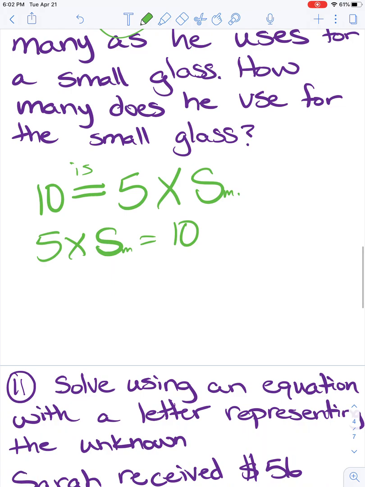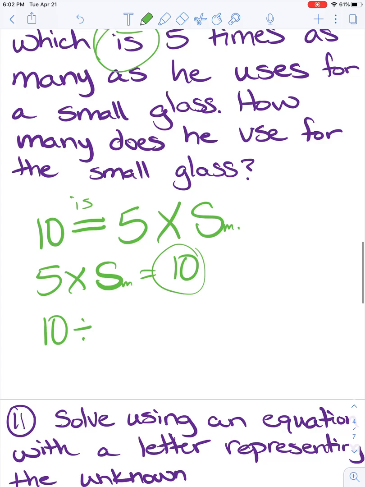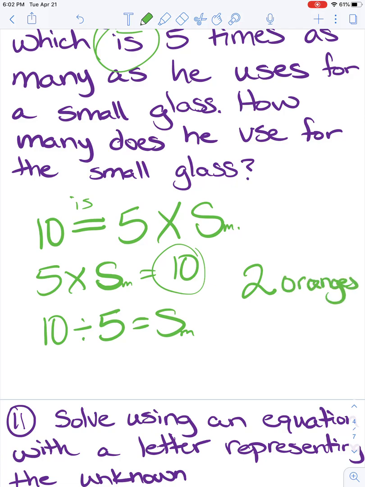So when you do this, I want you to think about the inverse operation to find this. The inverse means opposite. I say inverse, you say opposite. Inverse, opposite. The opposite of multiplication is division. When we divide, we always take our biggest number, which is always going to be after our equal sign. We're going to divide what we know, which is 5. We don't know S. That's going to equal S, the small glass. Well, 10 divided by 5 is 2. It takes him 2 oranges to make a small glass.